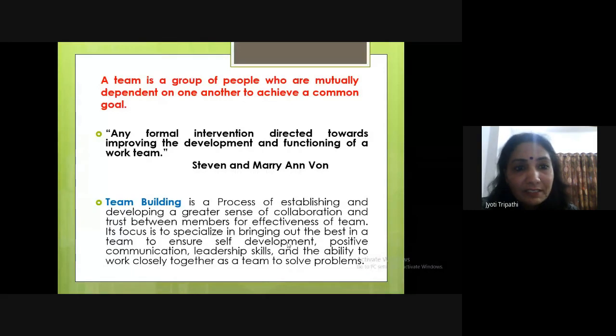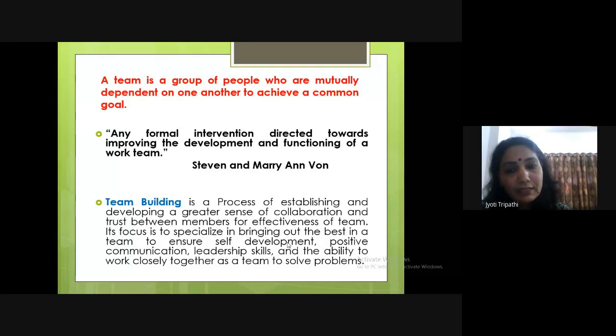So, as we have already discussed, a team is a group of people who are mutually dependent on one another to achieve a common goal. We have already understood what it means to be a team, and what teamwork means. We have understood it through the anecdote from Mahabharata, and now it is about team building, the concept for which we have all gathered today in this session.